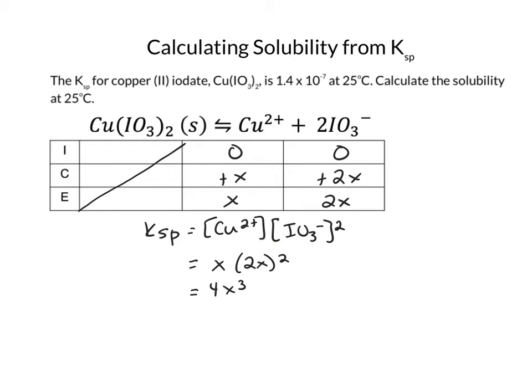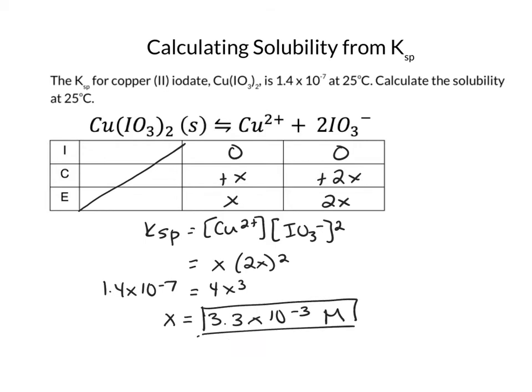Right? And I know my Ksp is 1.4 times 10 to the negative 7. So here all I'm doing is solving for X, which is 3.3 times 10 to the negative third. This does need units. It's solubility, so it's concentration, M.